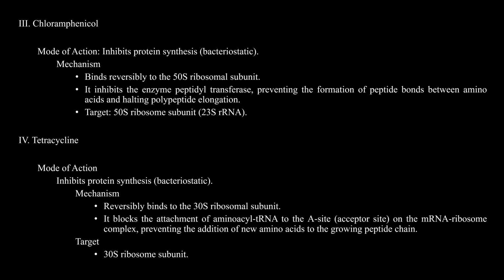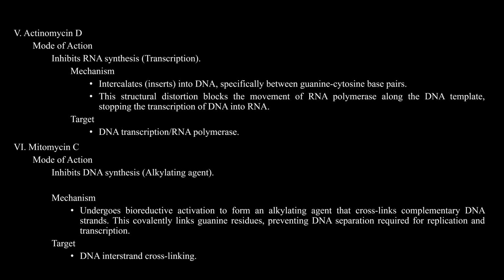Tetracycline inhibits protein synthesis. It blocks the aminoacyl tRNA from binding to the acceptor site on the ribosome complex, preventing the addition of new amino acids to the growing peptide chain. Target: the 30S ribosomal subunit.